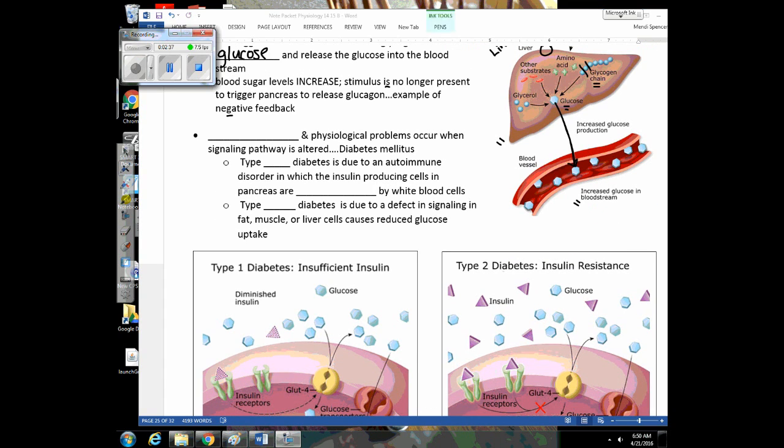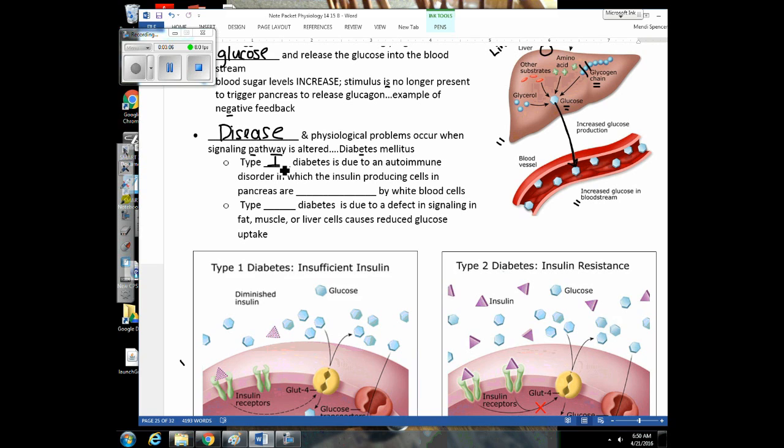One concept to note is that disease and other problems in the body occur when signaling pathways are altered. A good example related to this negative feedback loop that I just showed you is diabetes. Down here we can see that cell signaling pathways are altered. They're not functioning like they should. And so as a result, disease sets in. There's two types of diabetes. We have type 1 diabetes.